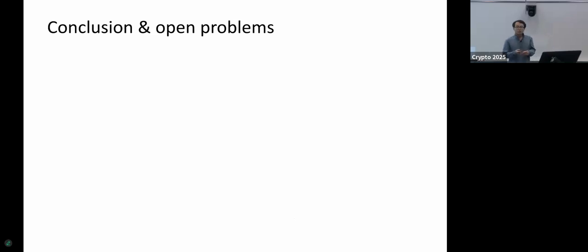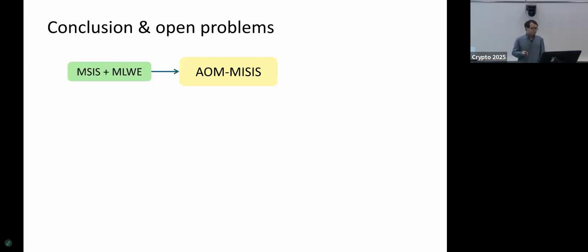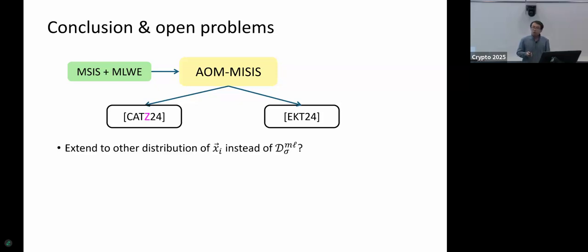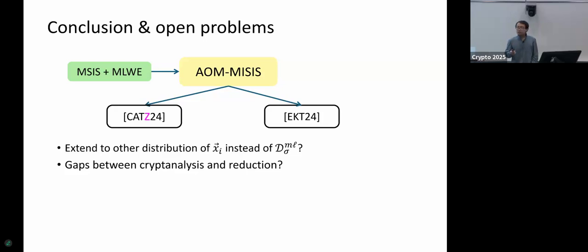And to conclude, in this work, we pose a new one more type problem. We show its hardness is implied by the standard assumption, and its hardness also implies the security of two existing threshold signature schemes. And for the open problems, it's interesting to see whether we can extend our result to other distributions of xi's. For example, if xi is sampled from a bounded uniform distribution, could we get a similar reduction? And the second is, as I mentioned, there's a gap between the cryptanalysis and reduction. Could we close that gap?